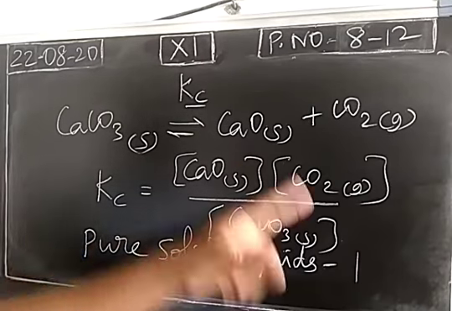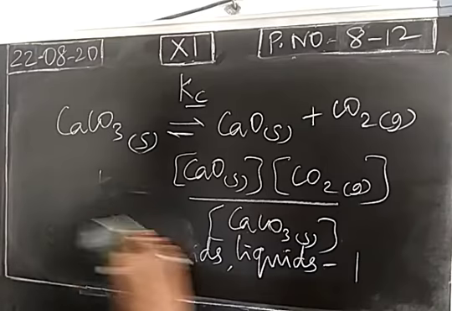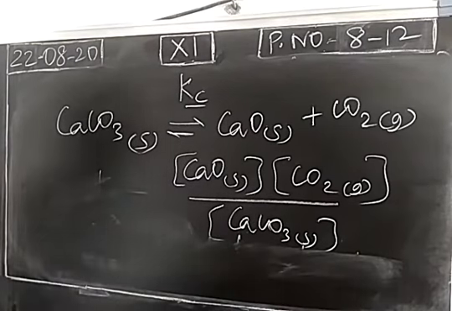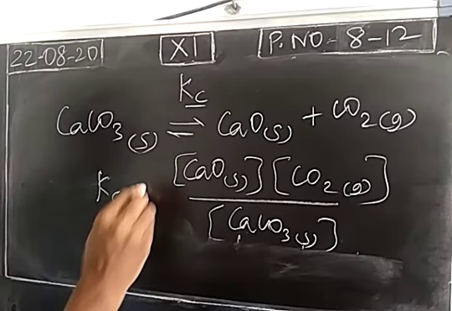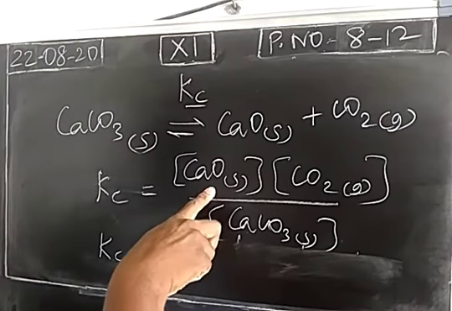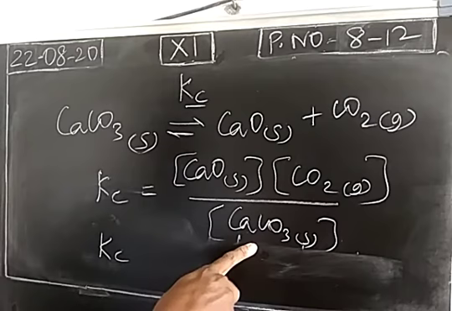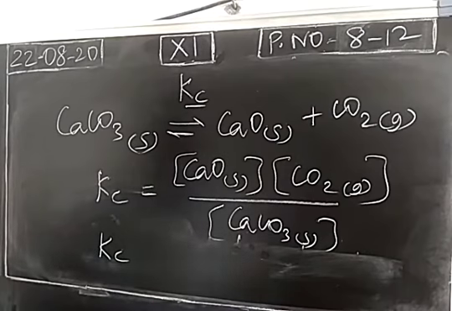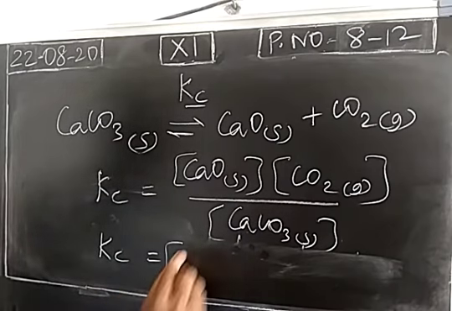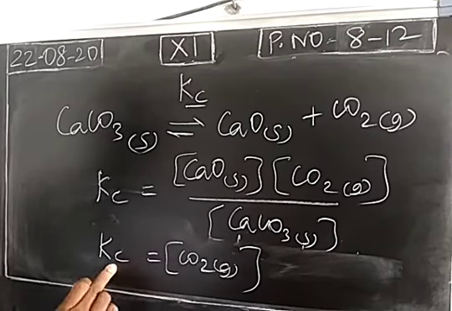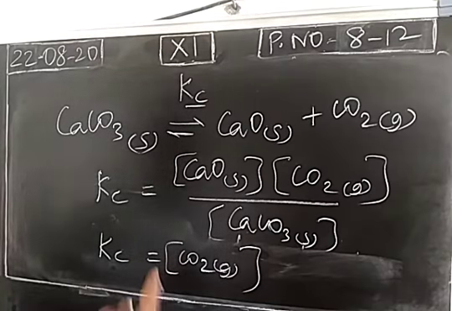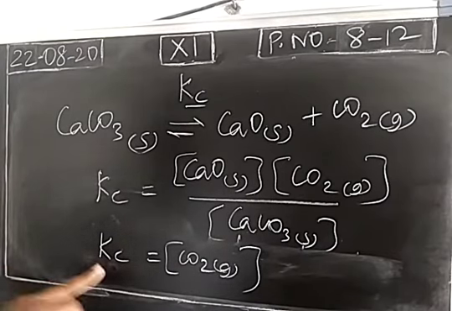So we can rearrange this equilibrium constant. This is a pure solid calcium oxide as well as pure solid calcium carbonate. Concentration is constant, so value 1. So Kc is equal to concentration of carbon dioxide gas. Equilibrium constant is depending on the concentration of only carbon dioxide. Will not depend on the concentration of pure solids, calcium oxide as well as calcium carbonate. So this is the way of writing equilibrium constant for the heterogeneous equilibrium reactions.